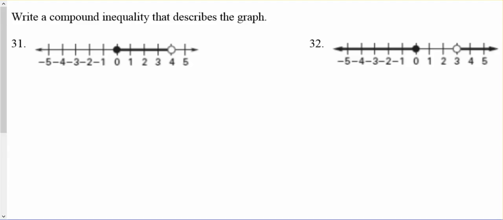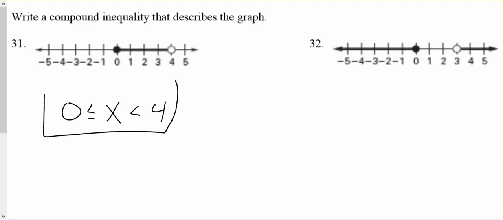Write a compound inequality that describes these graphs. Well, my numbers are 0 and 4. Put my variable in the middle. I'm going to the right with a closed circle, so I'm eating the variable with an equal sign. I'm going to the left here at 4 with an open circle, so I'm eating my 4. All real numbers greater than or equal to 0 and less than 4.